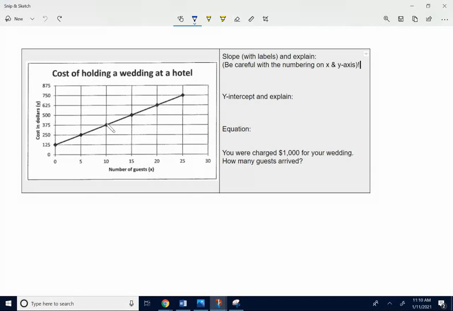First is the slope, with labels. I want you to stick labels on the slope so you understand it better. The slope of a graph is rise over run. So just pick any 2 points. Remember, the closer together, the better. You don't have to reduce as much. Go from one point to another. We're going to rise and run.